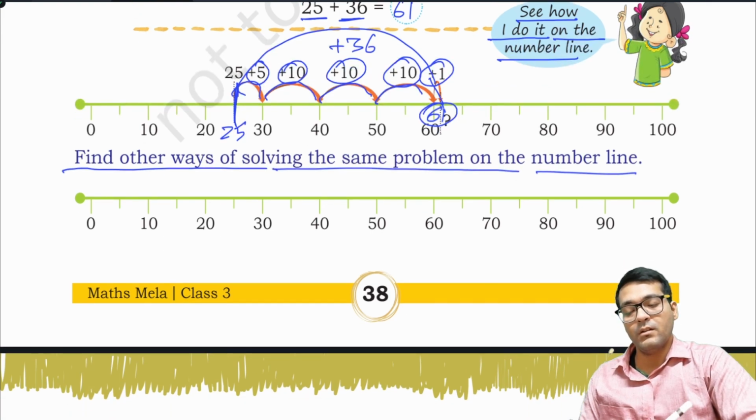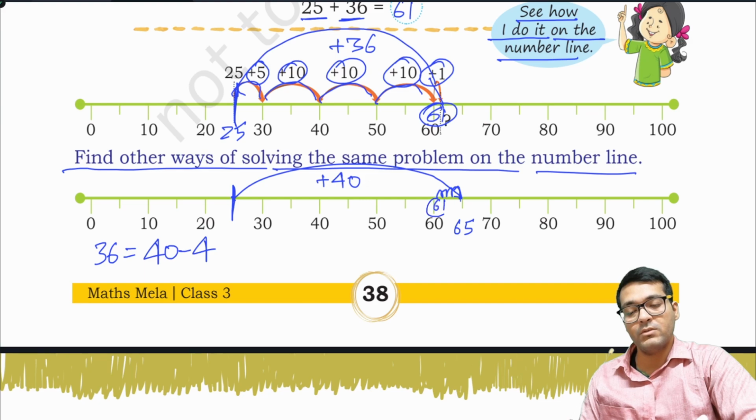For moving 36 ahead of 25, you can add 40 to 25, that is 65. 40 added here, 25 plus 40 gives 65, and you can move as 36 is equal to 40 minus 4. So you can move 1, 2, 3, 4 in the backward direction. That will give you 61. Okay, 40 minus 4 is equal to 36.